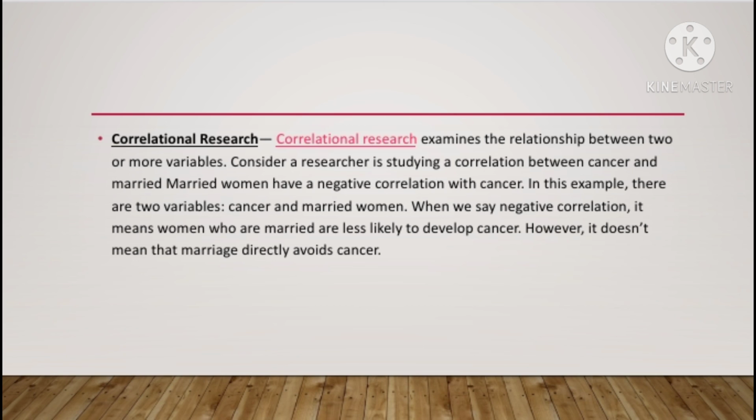Correlational research. Correlational research examines the relationship between two or more variables. Consider a researcher studying a correlation between cancer and marriage. Married women have a negative correlation with cancer. In this example, there are two variables, cancer and married women. When we say negative correlation, it means women who are married are less likely to develop cancer. However, it doesn't mean that marriage directly avoids cancer.